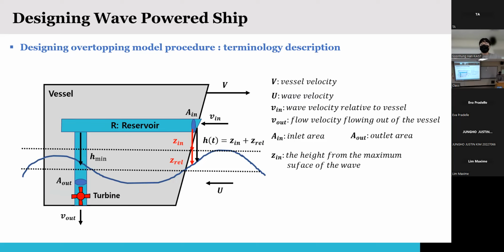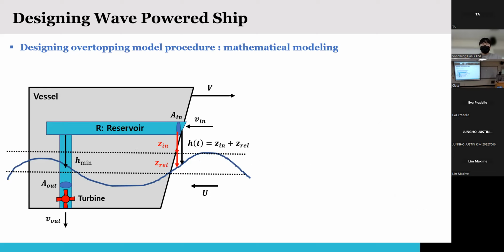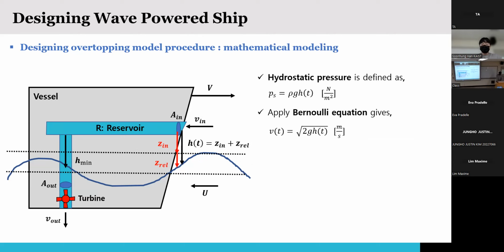Z_in is the height from the maximum surface of the wave. H(t) is the time-dependent height from the surface of the wave to the reservoir. And H_min is the minimum height for the outlet, which is needed for the reservoir to flow out and produce energy effectively. So hydrostatic pressure is defined by this formula. When we apply the Bernoulli equation, we can get the flow velocity as below. And the time rate of change of the reservoir height is as below.